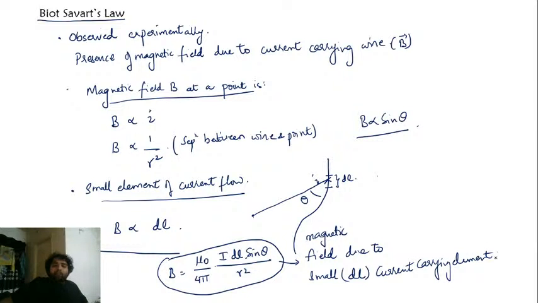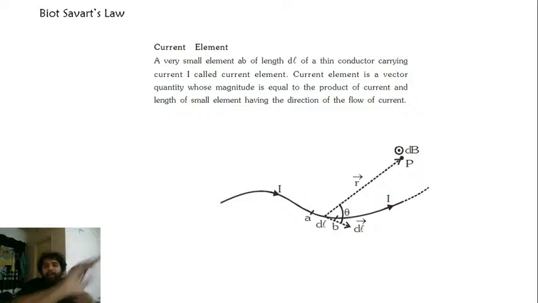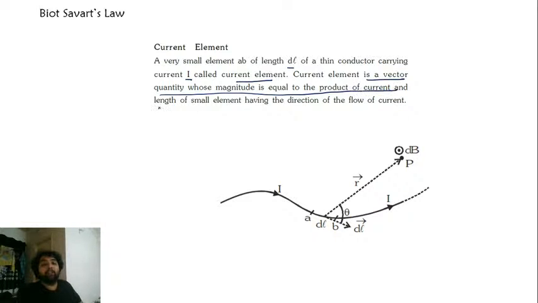तो ये एलिमेंट क्या है, थोड़ा एक बार we will discuss this element here. Current element, what is current element? A very small element dB AB of length dl of a thin conductor carrying current I is called a current element. The current element is a vector quantity, whose magnitude is equal to the product of current and length of the small element, having the direction of the flow of current.